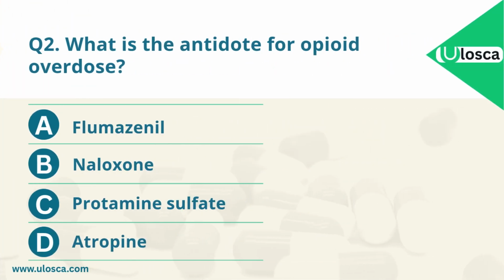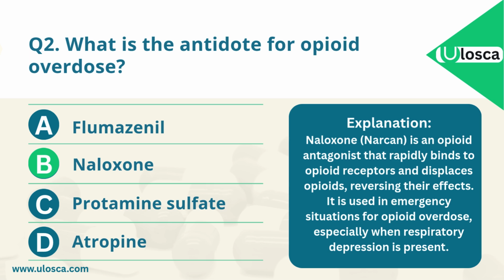The correct answer is B. Naloxone. Explanation. Naloxone is an opioid antagonist that rapidly binds to opioid receptors and displaces opioids, reversing their effects. It is used in emergency situations for opioid overdose, especially when respiratory depression is present.